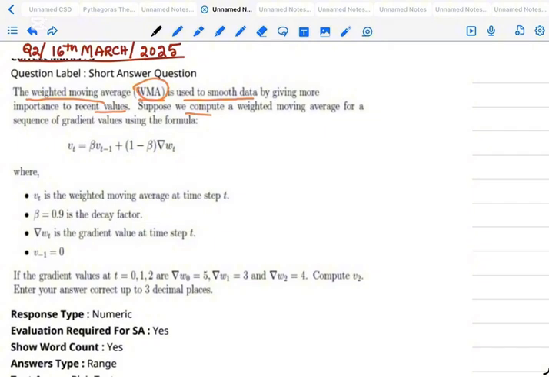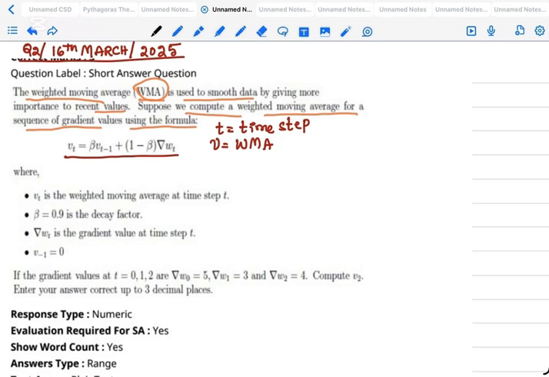Suppose we compute a weighted moving average for a sequence of gradient values using the formula Vt equals beta times Vt minus 1 plus 1 minus beta times delta Wt. So Vt is the weighted moving average at time step t, and you calculate it for a sequence of gradient values using this formula.